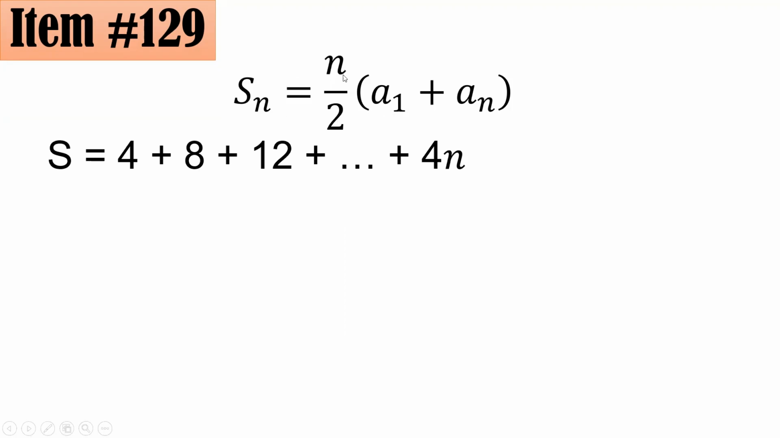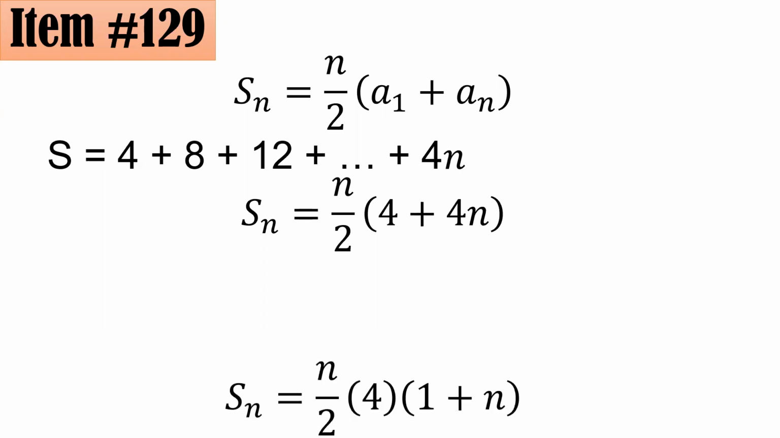So that's why n is still n. Yung first term po natin ay 4. Yung last term po natin ay 4n. So by substitution, ito po ay magiging S sub n equals n over 2 multiplied by the quantity 4 plus 4n. Okay?